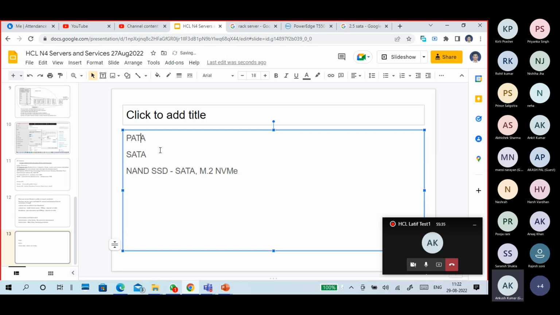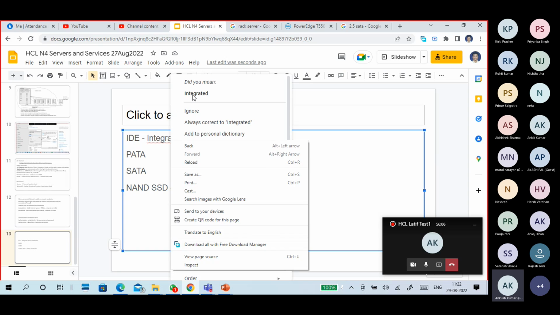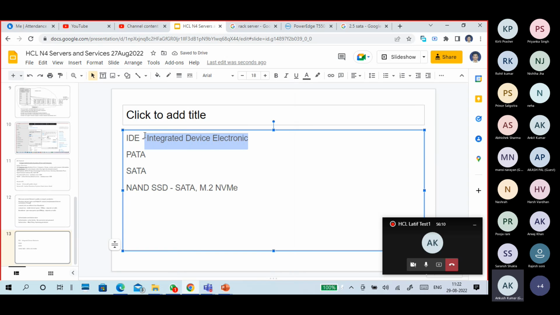Parallel. Guys, this is different. IDE stands for Integrated Device Electronics, or Integrated Development Environment. Earlier hard disk connections, SATA or PATA, are IDE-based connections only. So whenever PATA came, it was a little development, but still it was IDE based.